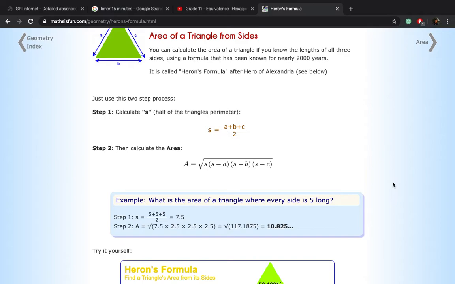Okay, so with Heron, you need to calculate an S. It's easier than this one. So you do A plus B plus C, which is your 3 sides, divided by 2, you get an S. Then to find the area of the entire triangle, which is what you're trying to do, right? You do the square root of S times S minus A, S minus B, S minus C.